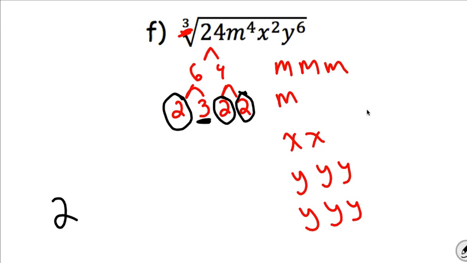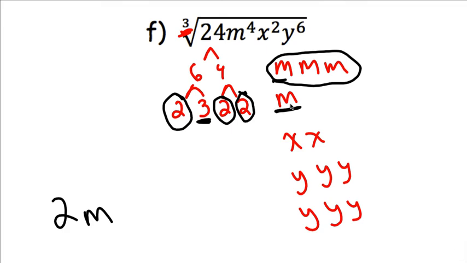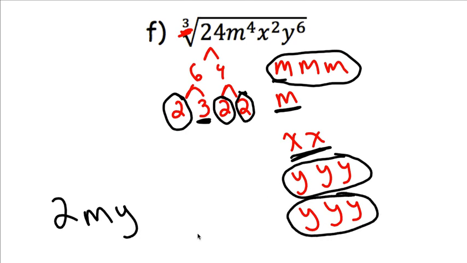So how many m's can I take out? For every 3, I can take 1 out. So there's 3 m's. I can take an m out. This m does not have a triple, so it stays underneath. And then when we look at our x's, I don't have a triple. I have 2 x's, but remember, you need 3 to take an x out. So these x's cannot come out. They have to stay underneath. And then for your y's, I have 1 triple here, so that comes out. And then I have another triple here, so that can come out. And then I have no more y's left underneath.